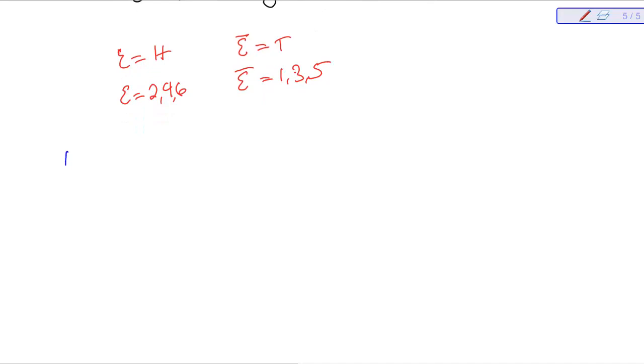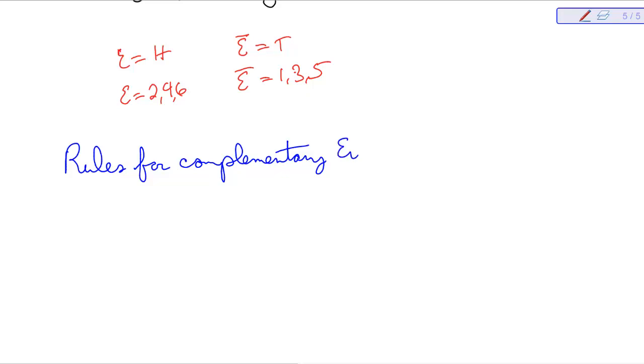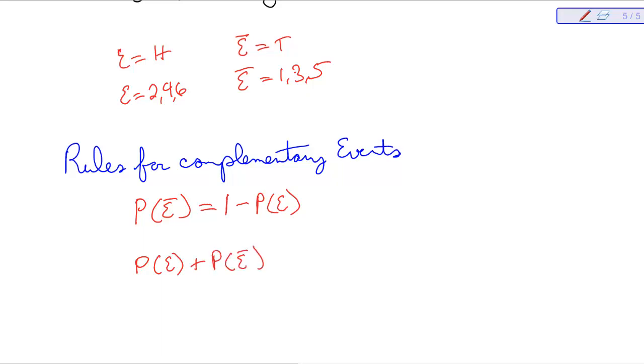We always have some rules that go along with it. So, rules for complement events. The first one is that the probability of E bar is equal to 1 minus the probability of E. So that means that the probability of E and the probability of E bar have to add up to 1. Remember, the sum of the probabilities of all outcomes in our sample space must be 1.